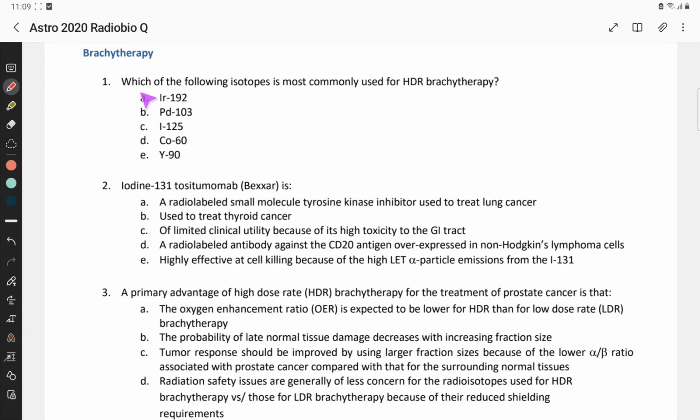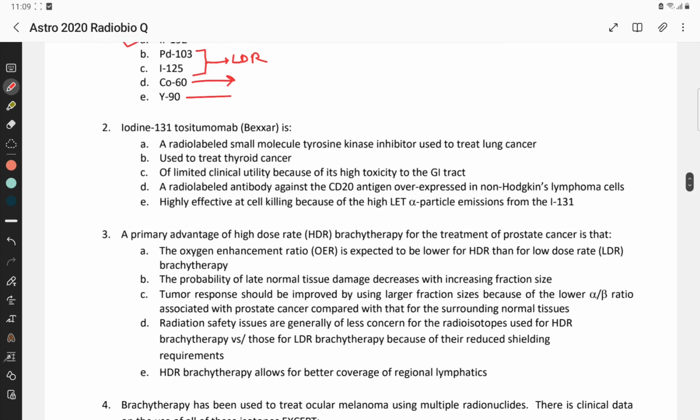So first question, which of the following isotopes is most commonly used in HDR brachytherapy? Iridium 192, palladium 103, iodine 125, cobalt 60, yttrium 90. Yttrium 90 is used in radioimmunotherapy. Cobalt 60, as we know, is mostly used in EBRT. Palladium 103 and iodine 125 are used in LDR brachytherapy. So the answer over here is iridium 192, which is used most commonly in HDR brachytherapy.